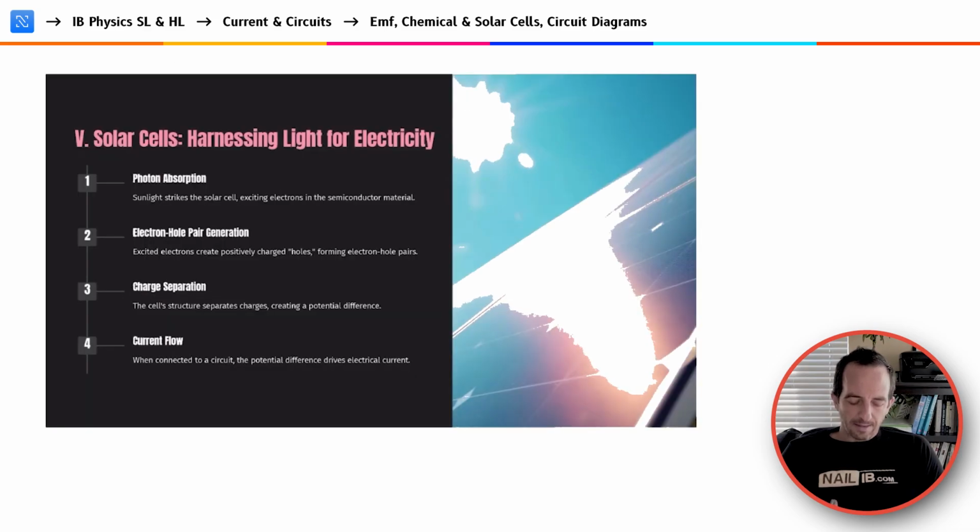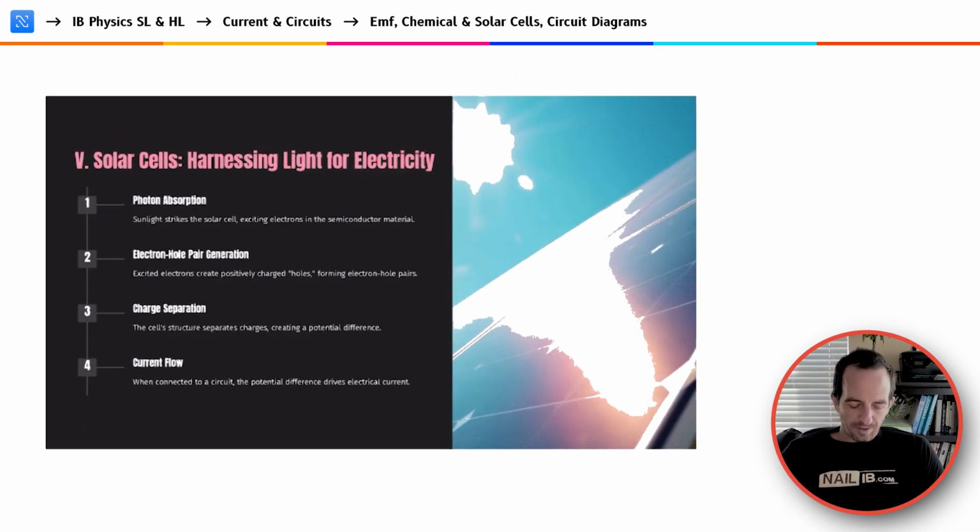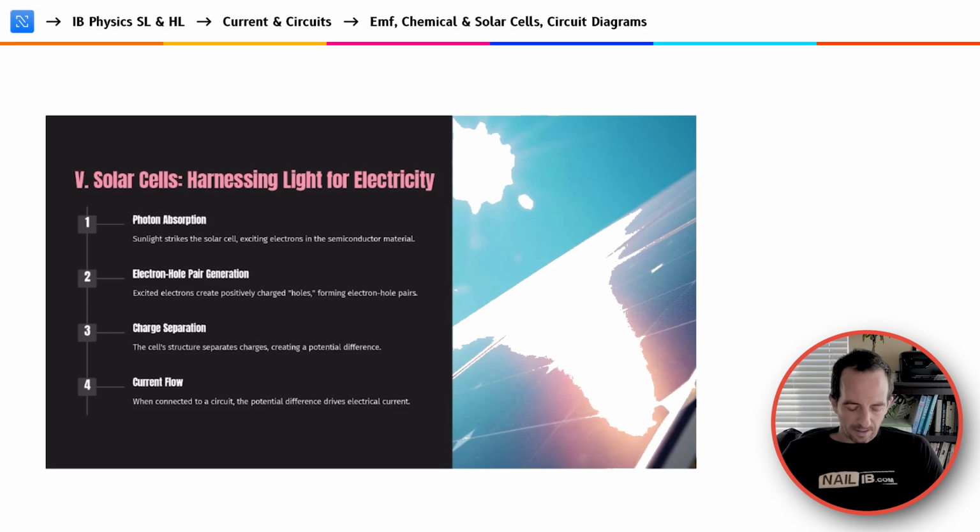Another method to create electricity from a source would be solar cells. You can see here in the diagram that we should put in your notes how solar cells work. We have semiconductor material where the solar light energy, photons, strikes the solar cell. The energy excites the electrons, creating what we see here, positively charged holes. And the cell's structure will create a potential difference as the electrons are excited, creating an electric current.